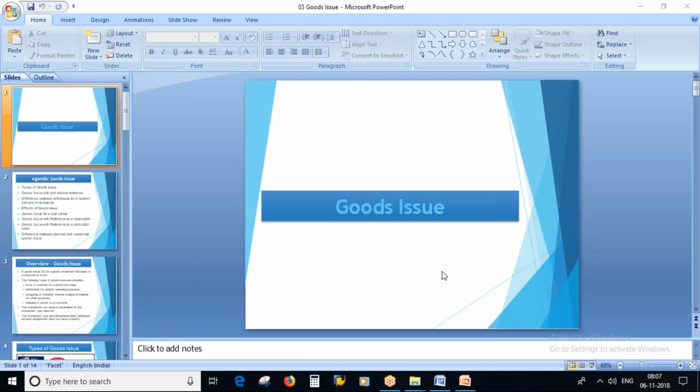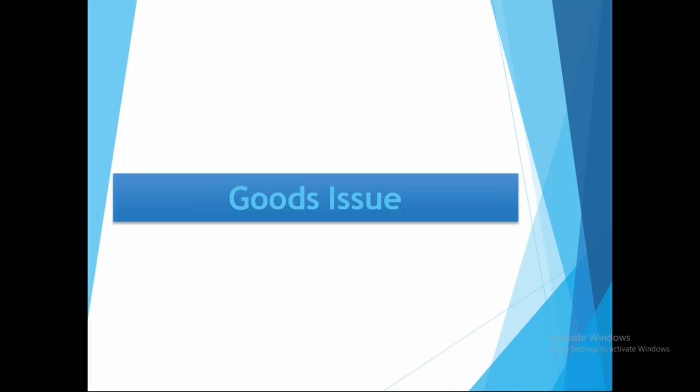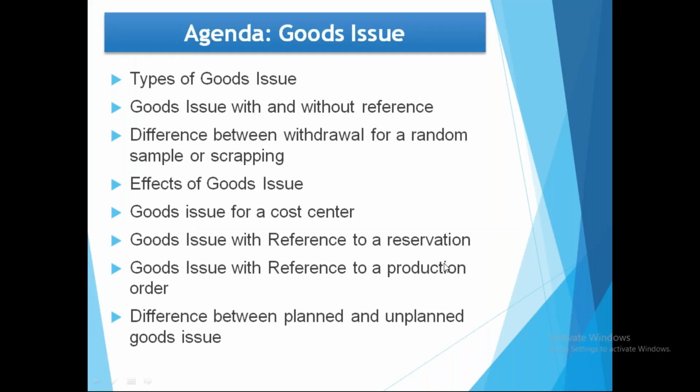So today we will be starting our next topic, that is goods issue. The topics that we are going to cover in goods issue are the types of goods issue: goods issue with and without reference, difference between withdrawal for random sampling and scrapping, effects of goods issue for a cost center, goods issue with reference to a reservation, goods issue with reference to a production order, and we will see the difference between planned and unplanned goods issue.